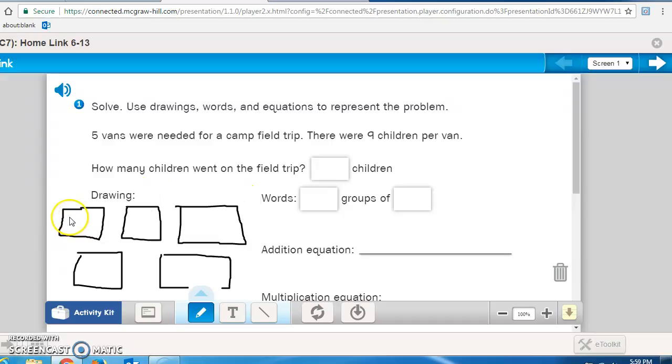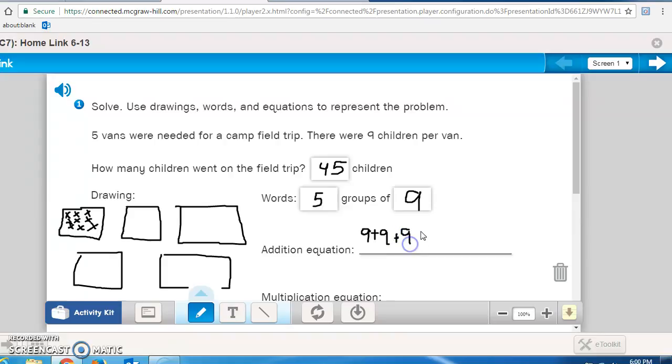And then it says 9 in each box. So I'm not going to draw 9 in every box, but you should, because I don't want to take up the time while I'm teaching this lesson to do that. But that's kind of what it looked like, 9. So if I took 9 times 5, I know that that would be 45 children. In words, I have 5 groups representing the 5 vans and the 9 X's, which represent the 9 children. So I could add it 9 plus 9 plus 9 5 times.